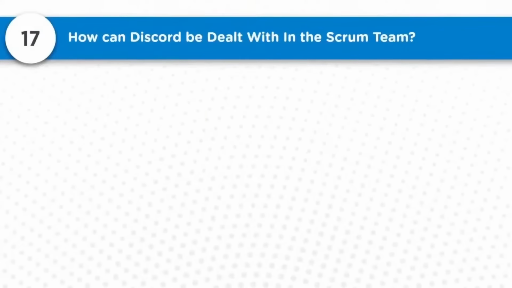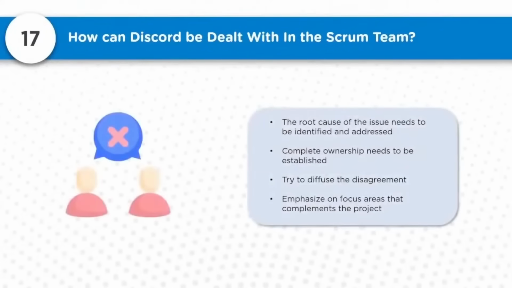Question number 17. How can discord be dealt with within the Scrum team? Now the root cause of the issue needs to be identified and addressed. Complete ownership needs to be established when you deal with this, and try to diffuse the disagreements. So emphasize the focus area that complements the project. So when we take up any of the discussions, any of the opportunities or any actions we take, everything should be revolving around the ultimate objective of whatever we are doing.